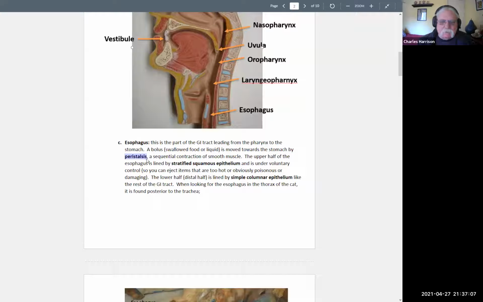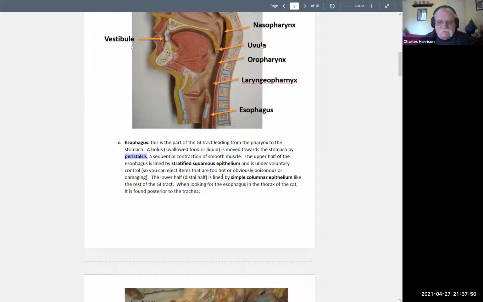The upper half of the esophagus, that's the portion showing here, is lined by the stratified squamous epithelium. That's the same type of epithelial type that we have on the epidermis. Okay. Stratified squamous epithelium. It's also under voluntary control, so we can spit something back up if it's too hot, tastes too acidic, or something else alerts us that we shouldn't be swallowing this. Once it gets past this first half, it's on its way to the stomach.